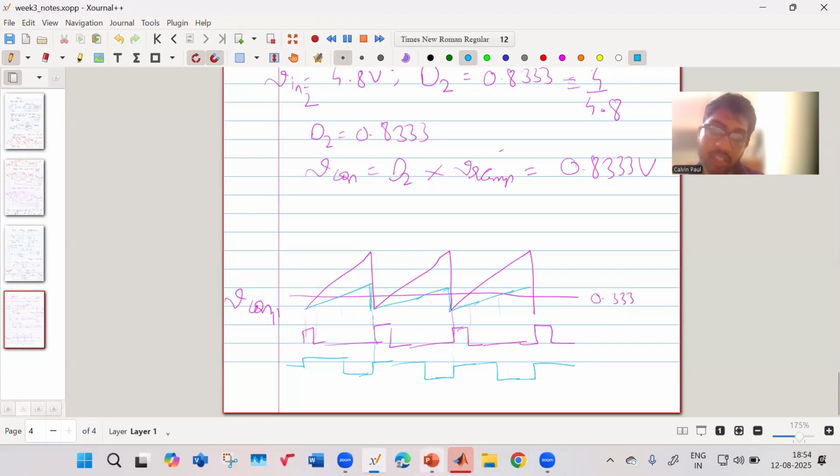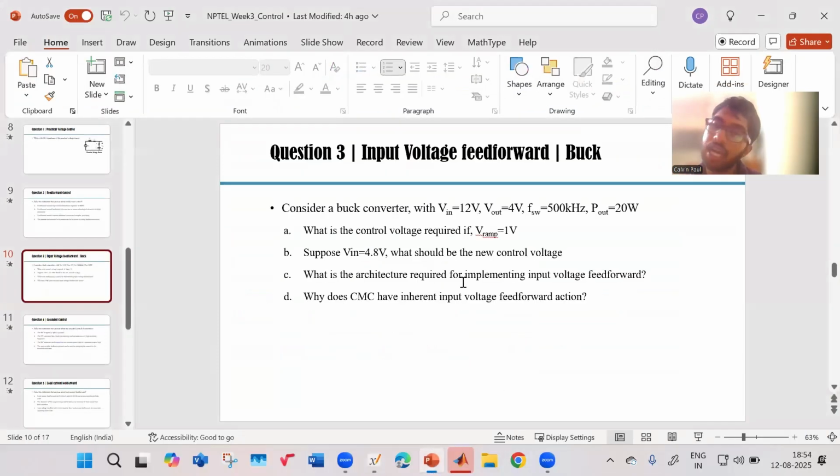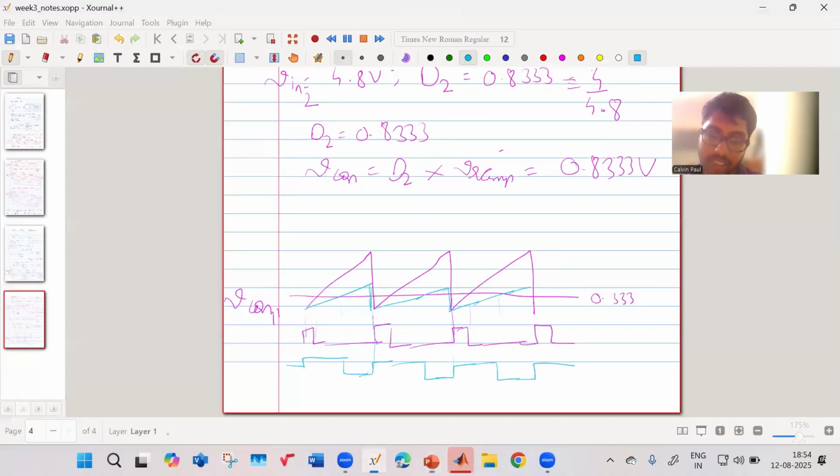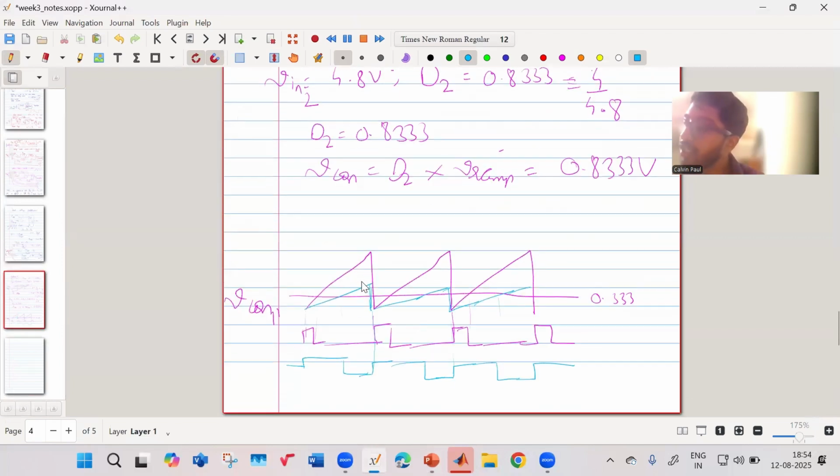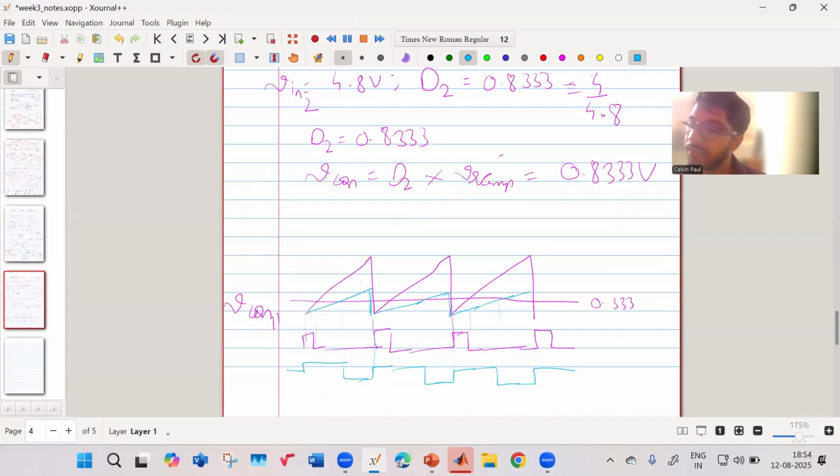And let us go to the question now. What is the architecture required for implementing input voltage feed forward? So now, what do you need? You need to generate this ramp. You have ramp generation. Can you tell me how do you generate this kind of waveform? What do you think is the way people use to generate a ramp?